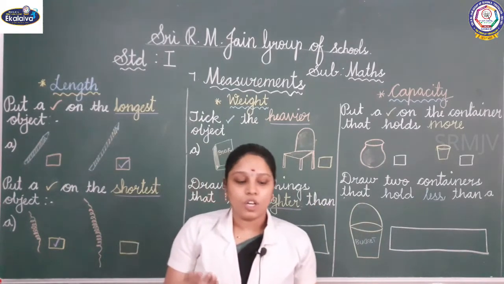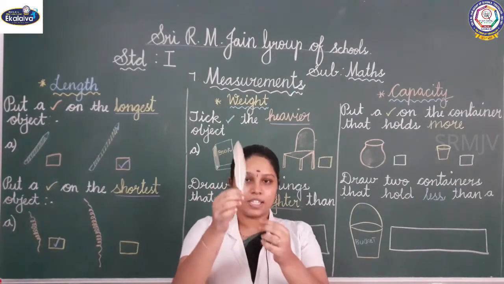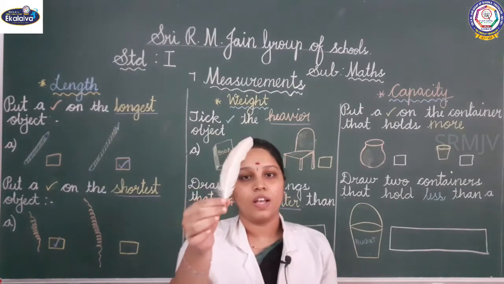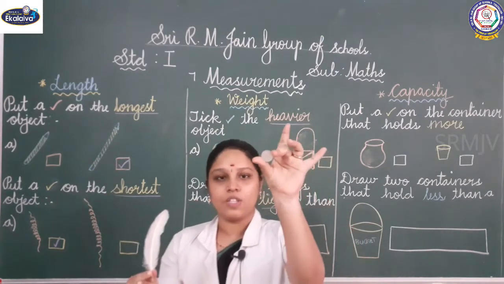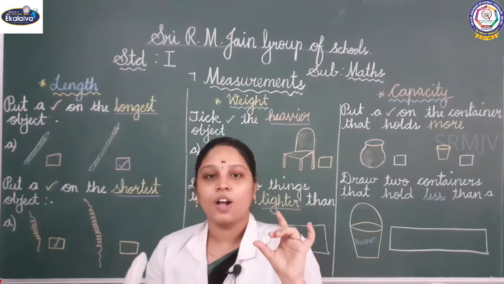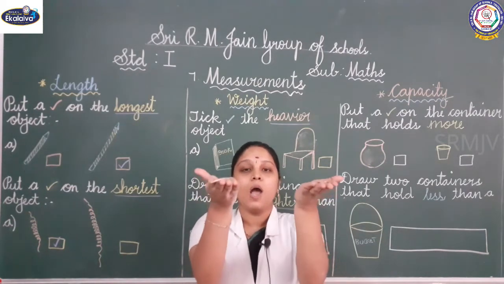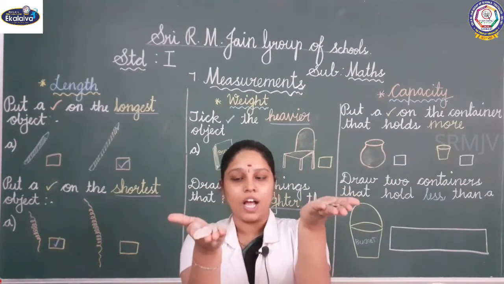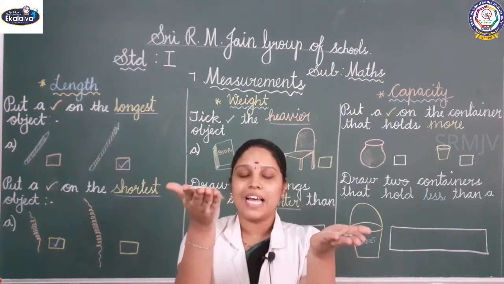Now I am going to show you some things. See, what is this? This is a feather. What is this? Can you see this? Yes, this is a coin. How are we going to see which is heavier and which is lighter? By holding in a hand. By holding in a hand we can see which is the heavier one and which is the lighter one.